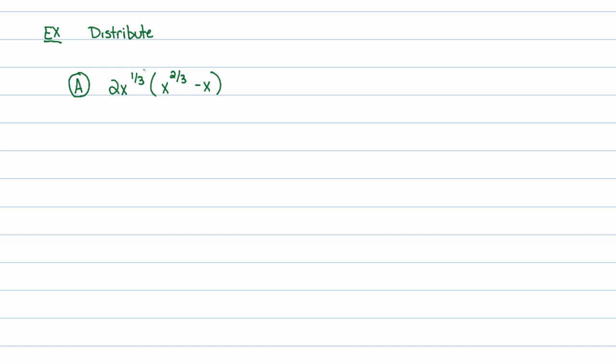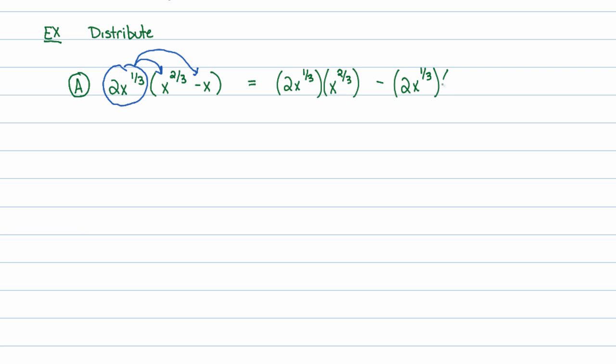Distribution here acts like distribution anywhere. You take an object and you distribute it to each of the objects within that expression. So each of the terms there gets a 2x to the 1/3 attached to it. So let's see what happens. This is going to be 2x to the 1/3 times x to the 2/3 minus 2x to the 1/3 times x. And that's, by the way, x to the first.